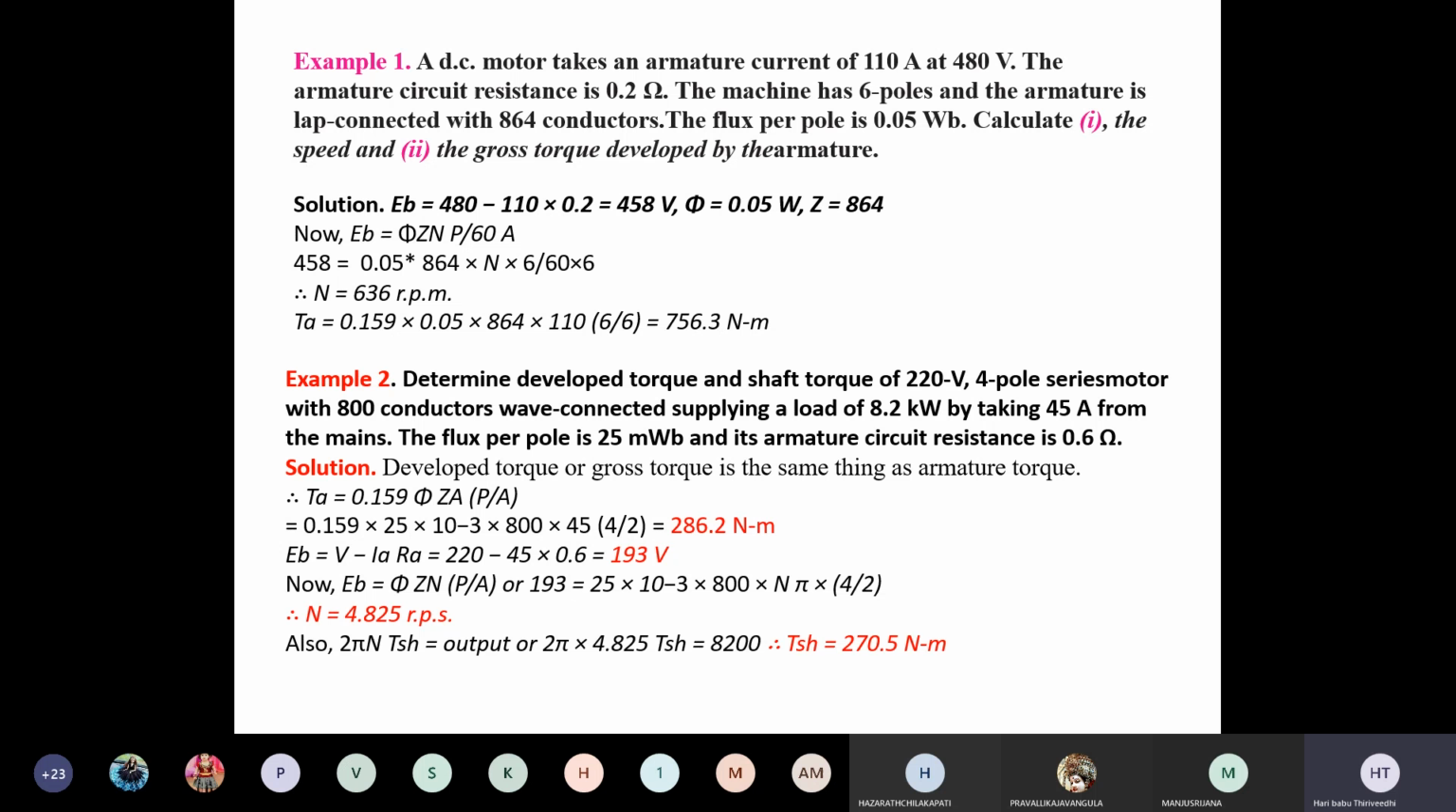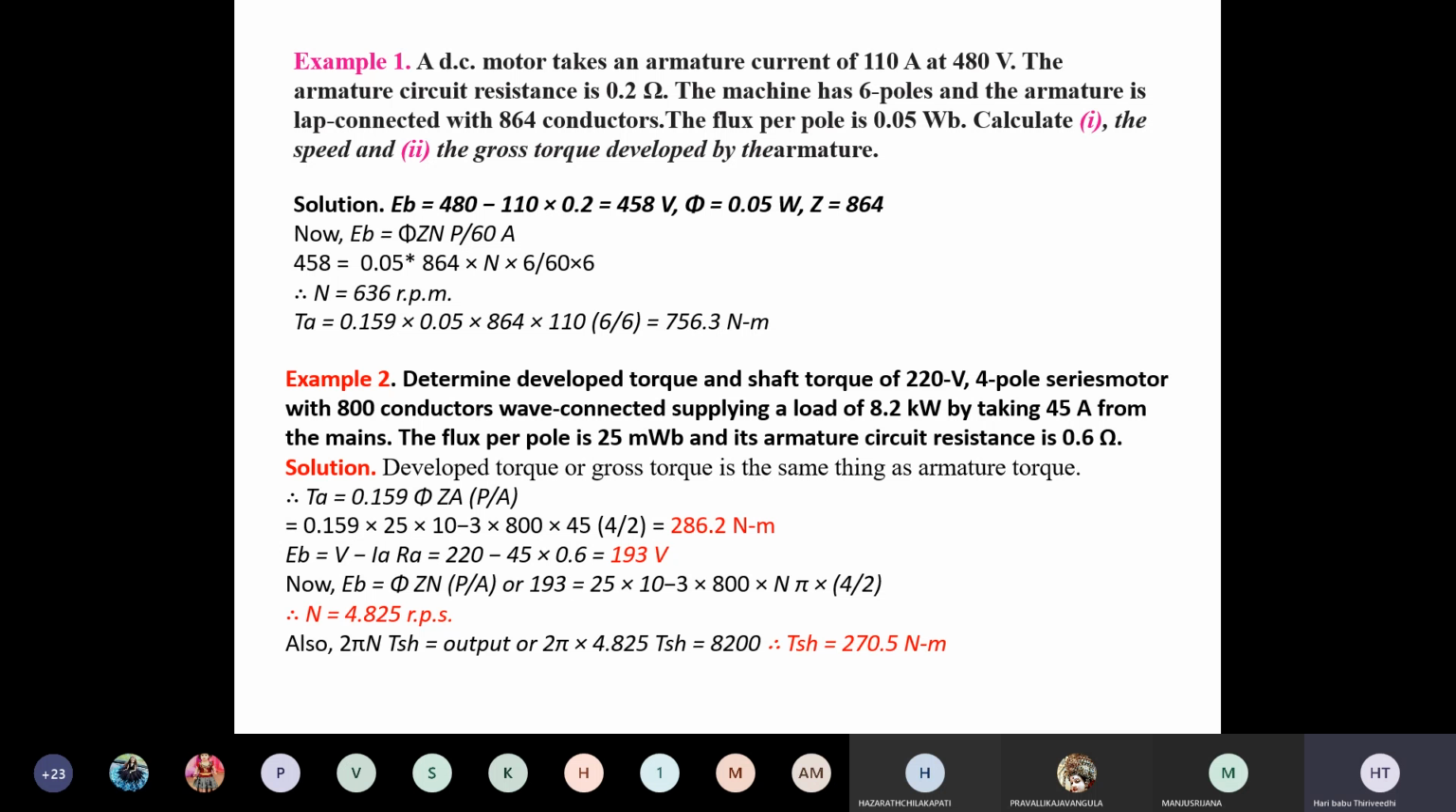Okay, look at the problems once again. So this is IL, but this is a series motor, right? For a series motor, IA is equal to IL is equal to ISC. So that is equal to 45 amperes.